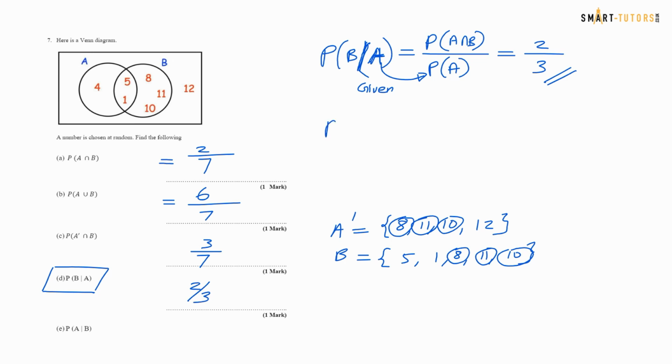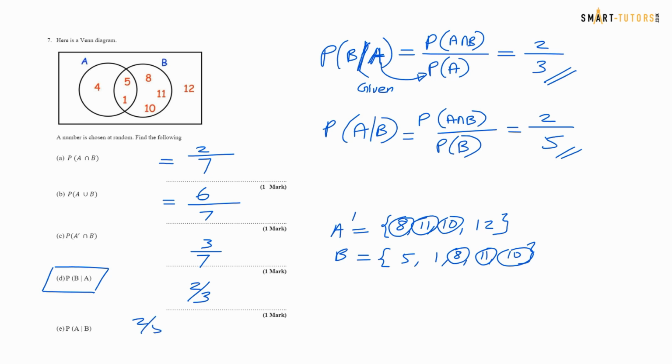Probability of A stroke B. So that is going to be probability of A intersection B because the same letters are involved. But this time it is probability of B. Out of the B, how many are intersections? It's 2 out of B, 5 numbers there. So 2 upon 5 is the answer for this question.